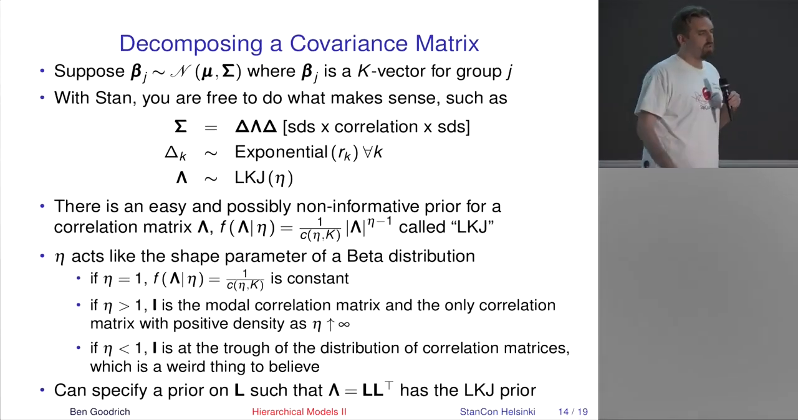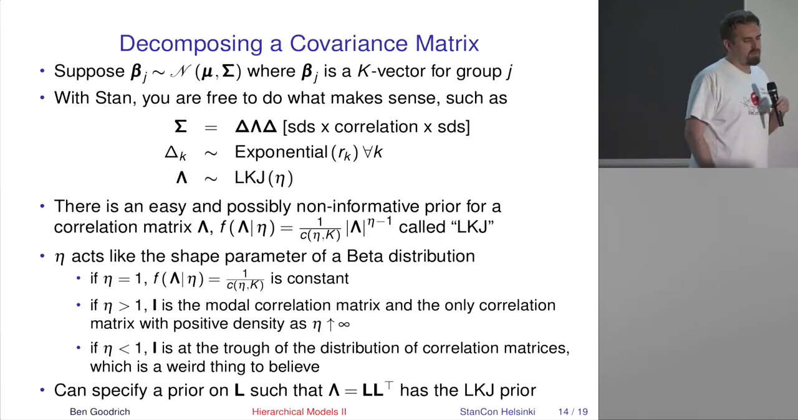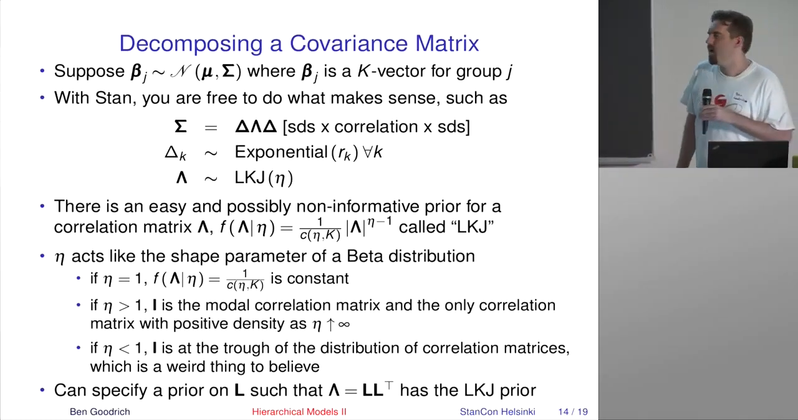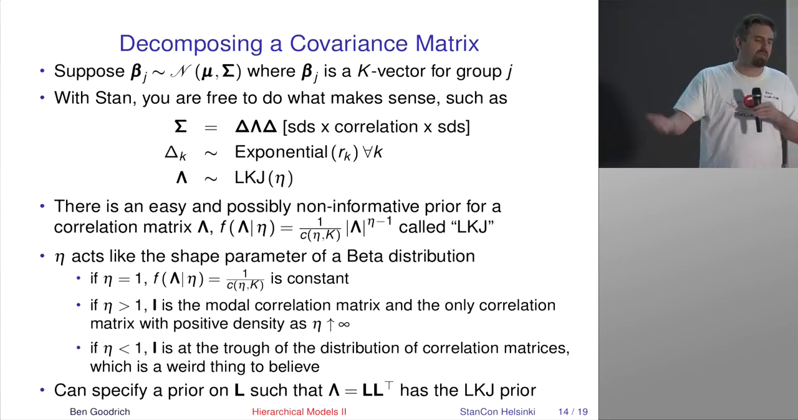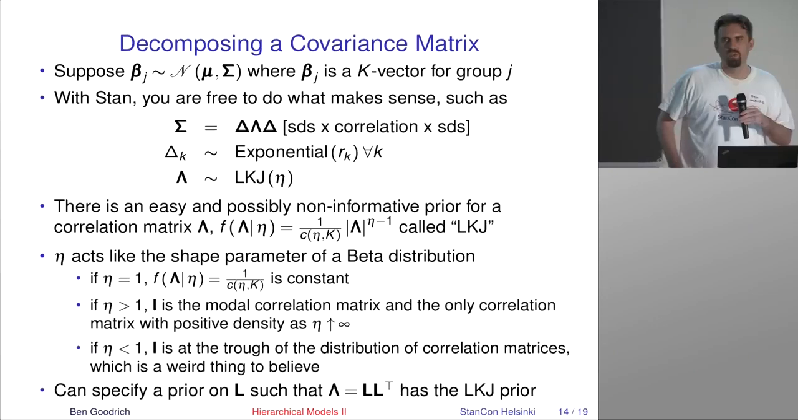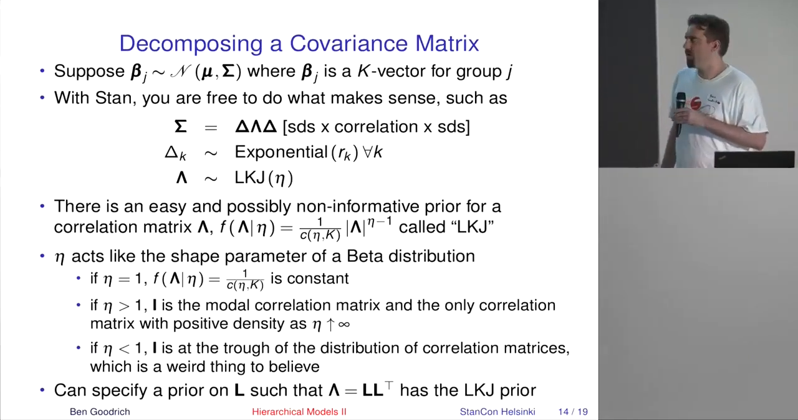We've already had slides and stuff about that. Exponential is a good choice. It's maximum entropy for a given mean. Half normal, half t. All of these can be reasonable choices for standard deviations.